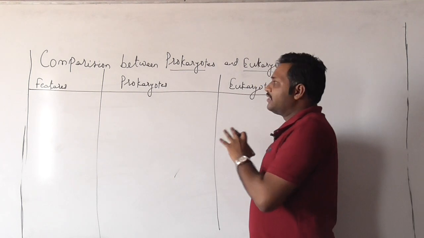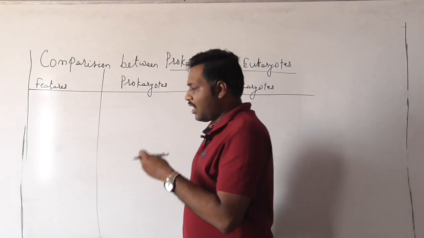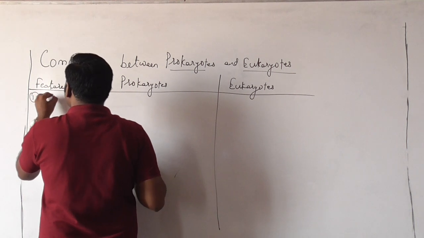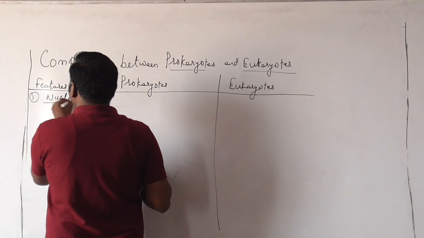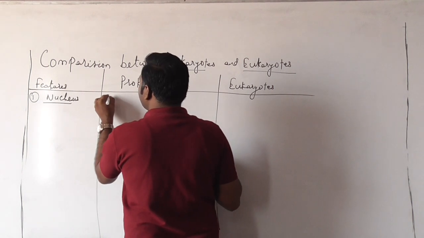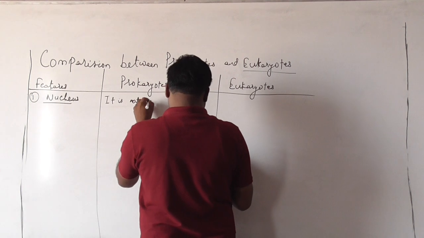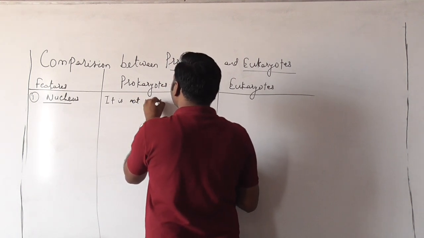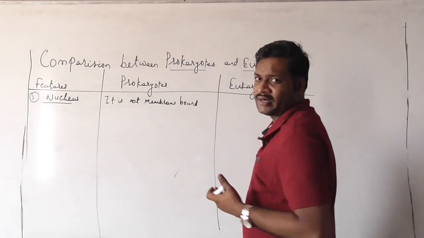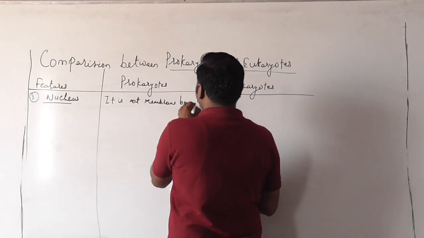So here we are going to discuss the comparison between prokaryotes and eukaryotes. The features involved are such as the presence or absence of the nucleus. That is, the first feature is the nucleus. So the nucleus in the case of the prokaryotic cell is not membrane bound. So we can also understand that if it is not membrane bound, that means it is primitive.